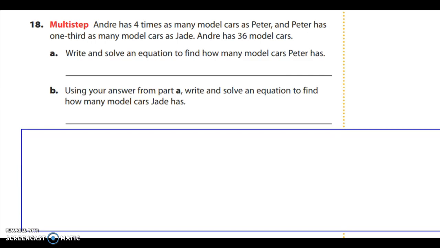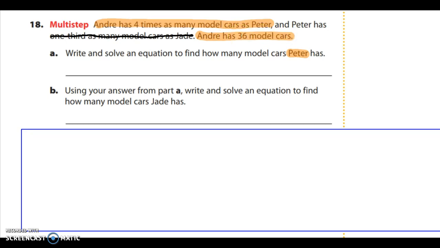Do you notice that on A, we're talking about Peter? And so we need to go through and figure out the Peter stuff. This is important. Andre has 4 times as many cars as Peter, and Peter has 1/3 as many cars as... That's not important right there, what I just highlighted. This information about Jade right here, this is not important. So I'm going to take that out for now. But I do need to know this. Andre has 36 cars.